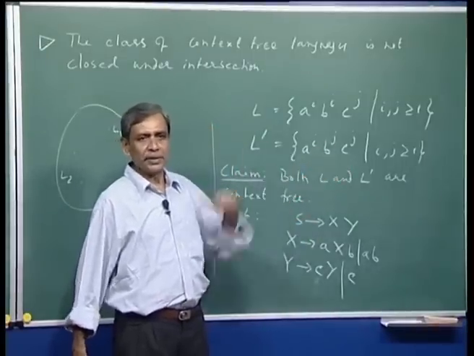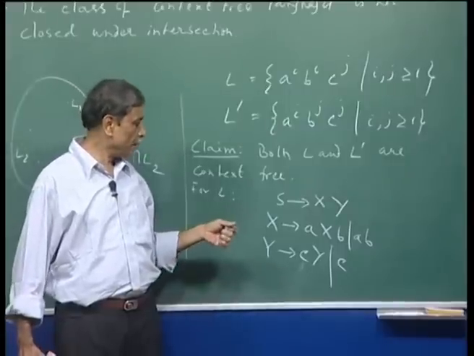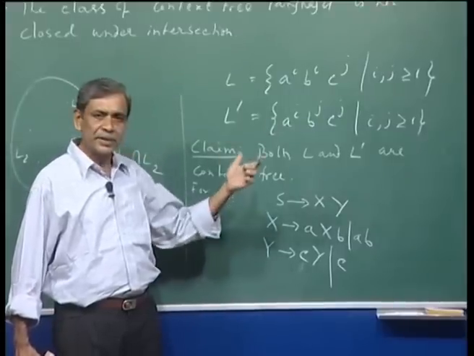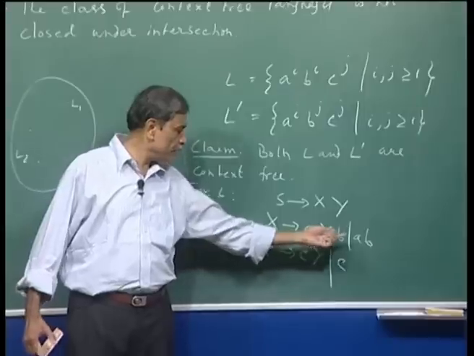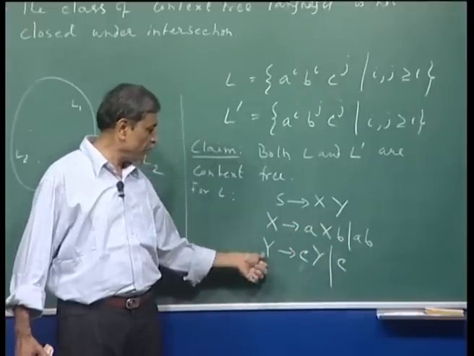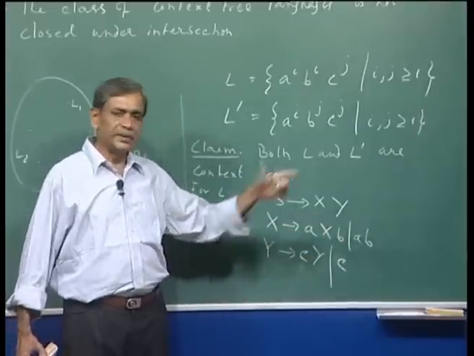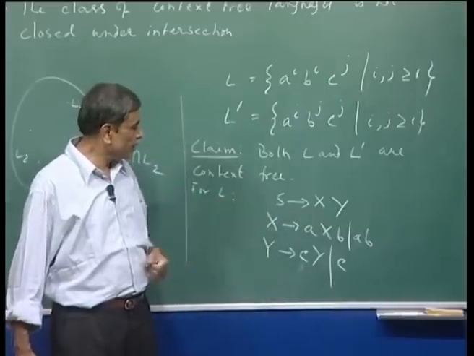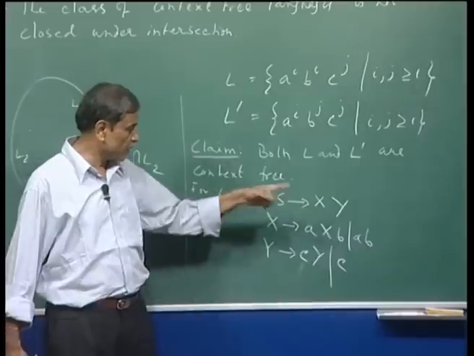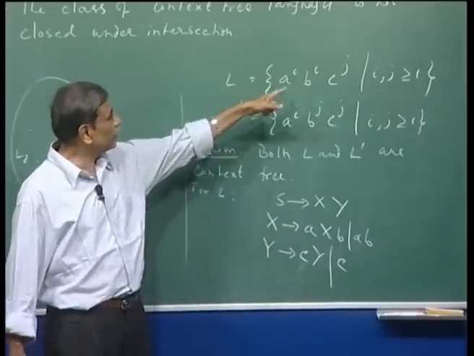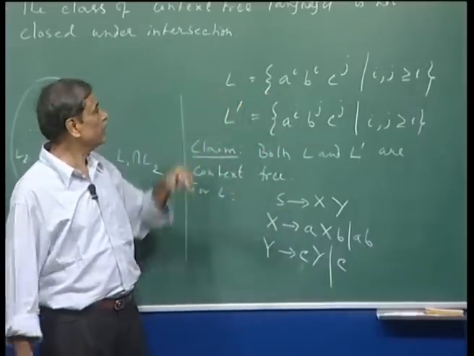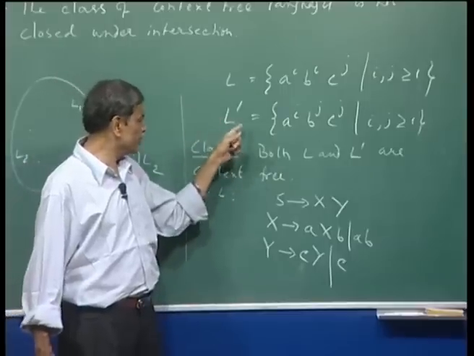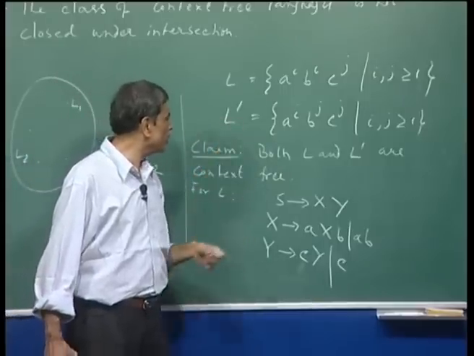So, X will generate a string of A's and B's where the number of A's will be equal to the number of B's and Y will generate just any number of C's, and your string S is the concatenation of these two. So, therefore, you will generate all strings of the kind mentioned here. And in a similar manner, you can also give a grammar for L'.